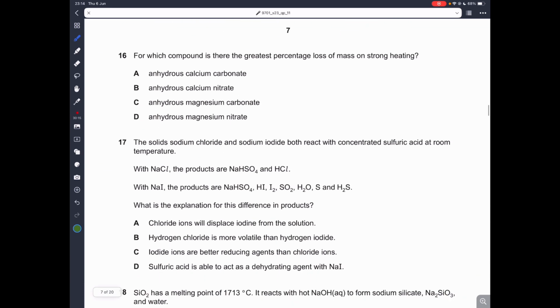Okay. 16. For which compound is there the greatest percentage loss of mass on strong heating? For this one, we have to write the equation. CaCO3 turned into CaO plus CO2. Always write down the formula if you don't know. For this one, it's kind of like trial and error. It cannot be carbonate.